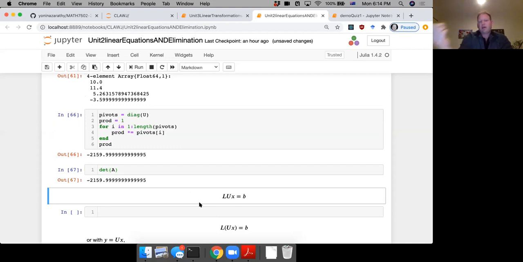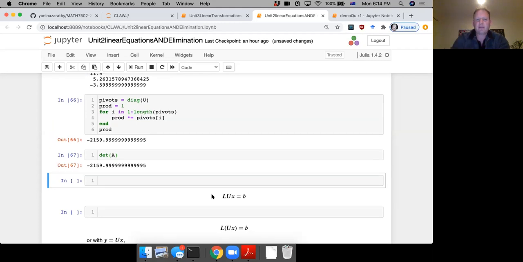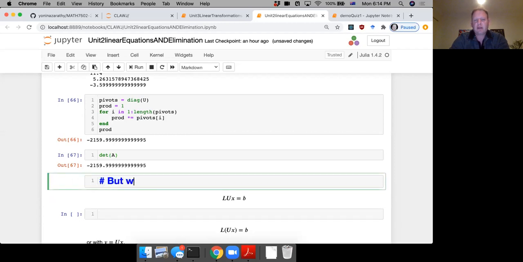We multiply U. But of course, remember our thing was PA equals LU. Now the nice thing about a permutation matrix is, I'll write here, but what if P is not the identity?